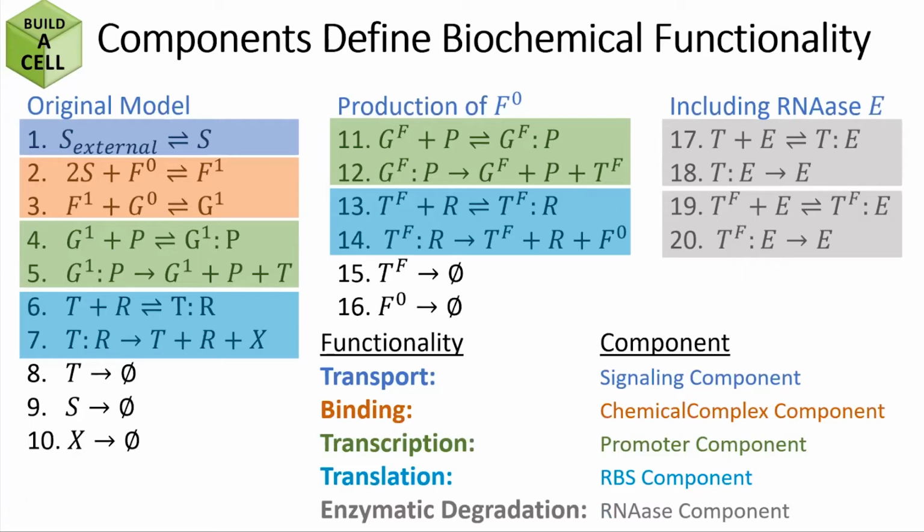So you can take the same CRN and factor it in terms of its functions, what mechanisms are happening, but also in terms of the components, what is calling that functionality. And this is how Biocompiler compiles.